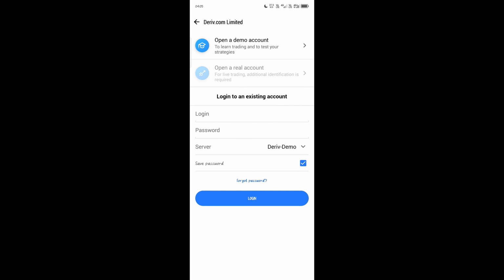This is where you'll be putting your login ID and your password. You select the server and click on save password, then you now log in. Automatically it will just log you in to your MT5, and then it will be showing you a chart.